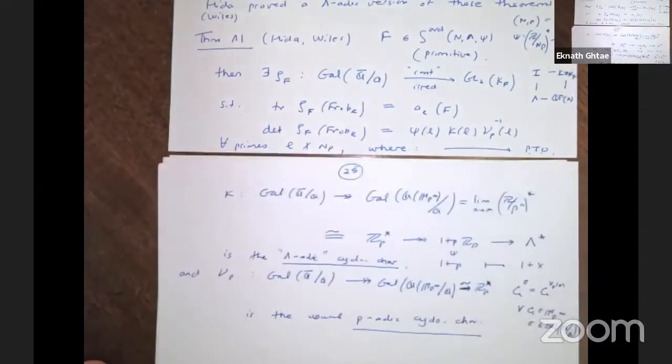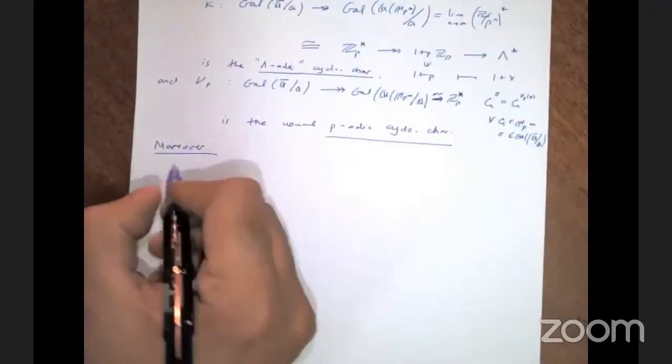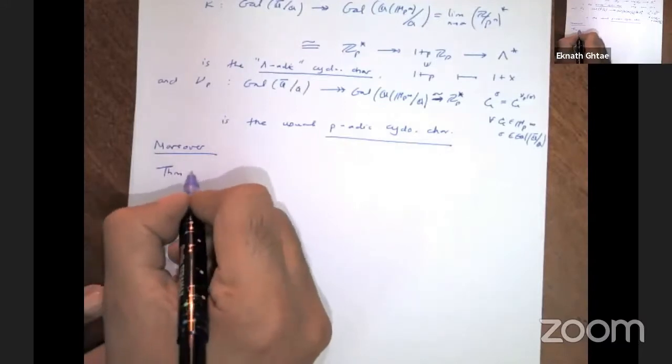Okay, very good. And moreover, there's a second theorem. So this is theorem lambda 1. Now maybe I'll remove this page. Is it okay to remove this page? So I can go up. There's a second theorem, which is actually due to Wiles.